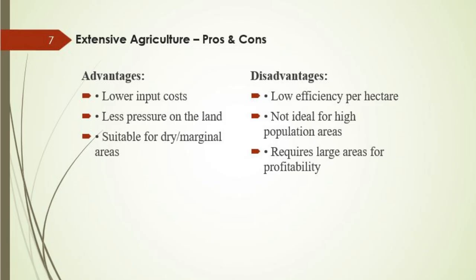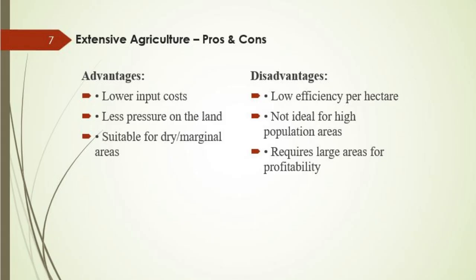Advantages of extensive agriculture. 1. Lower input costs. Farmers spend less money on fertilizers, chemicals, and machinery. 2. Less pressure on land. Because farming intensity is low, soil receives less stress. 3. Suitable for dry and marginal areas. It can be practiced where intensive farming is difficult.